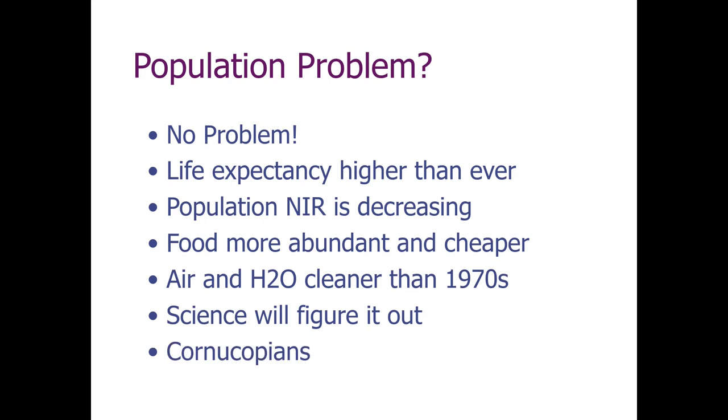Cornucopians are people who believe that it's wrong to limit population. They have the point of view that the more the merrier. They say things like, you could fit the entire population of the United States into Texas and everybody would have however many square miles, which is true, but they're totally missing the point. Those 330 million Americans still need to breathe air, they still need to drink water, they still need to eat food, and there's spatial requirements for all of those things.